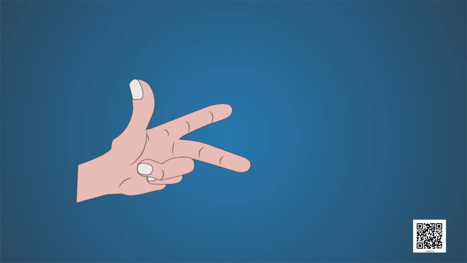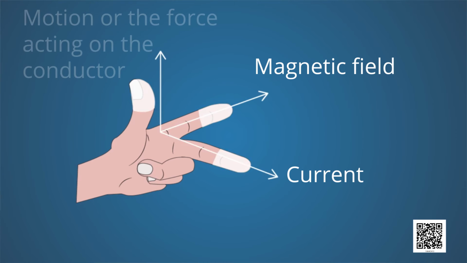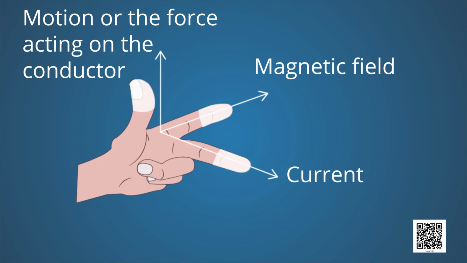Now, these three directions can be illustrated by a simple rule called Fleming's left-hand rule. According to this rule, stretch the thumb, forefinger and middle finger of your left hand such that they are mutually perpendicular. If the first finger points in the direction of magnetic field and the second finger in the direction of the current, then the thumb will point in the direction of motion or the force acting on the conductor.